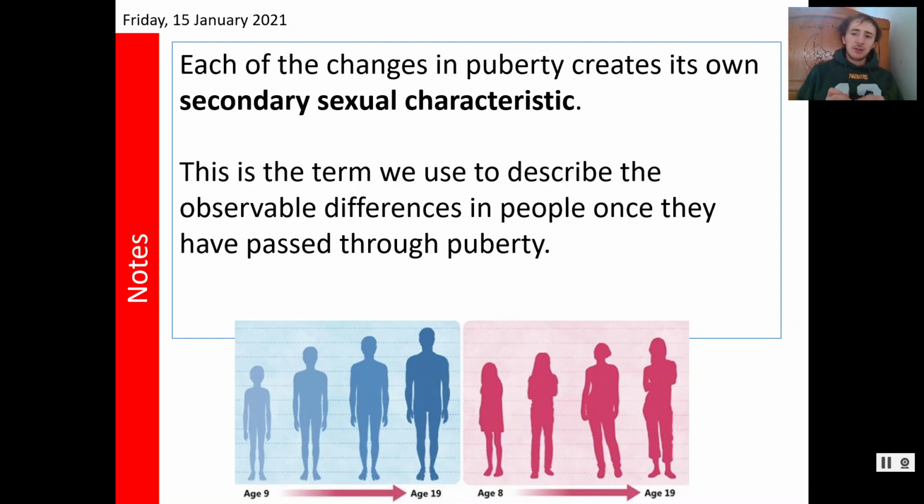We need to know that secondary sexual characteristics occur during puberty. And we need to then be able to talk about the two hormones that cause that, which we'll go on to in the next slide. So can you please take down those notes? Pause me if you haven't been writing while I've been talking, and we will get going. Next slide.